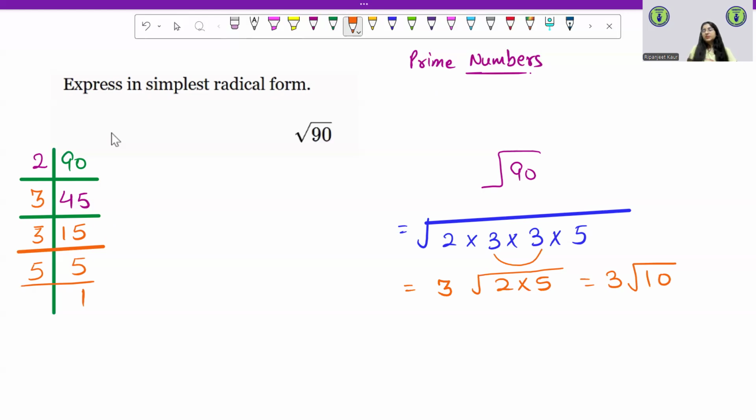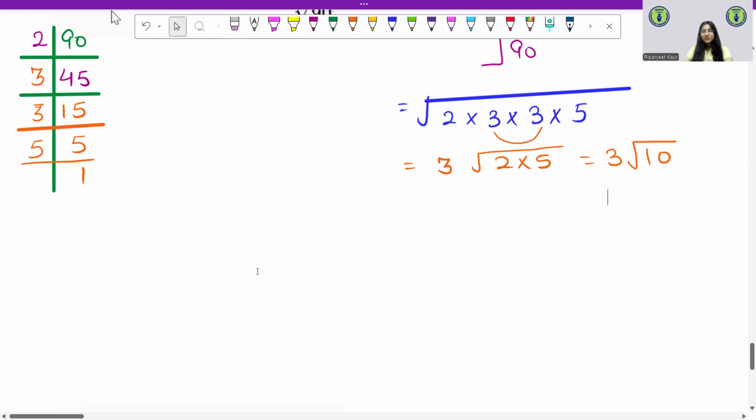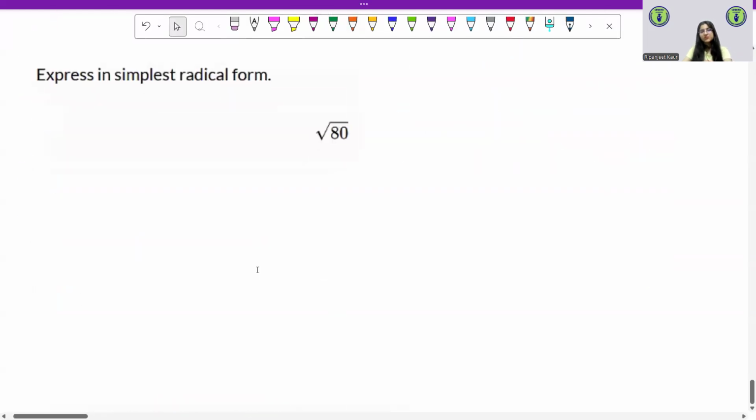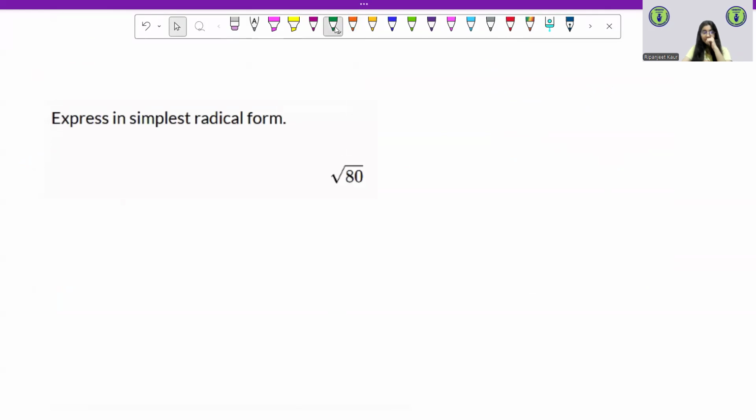Any question in any part? No. Okay. Let's go with one more practice question. We'll do three practice questions, then we'll go with the practice on there.